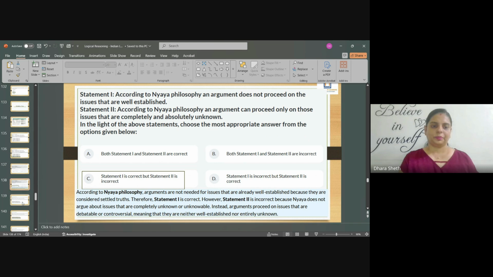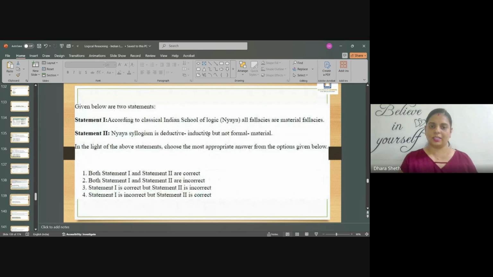Okay. Next, according to the classical Indian school of logic, all fallacies are material fallacies. Nyaya syllogism is deductive and inductive, but not formal material. What's the answer? Statement 1 is correct. Statement 2 is incorrect. Next.